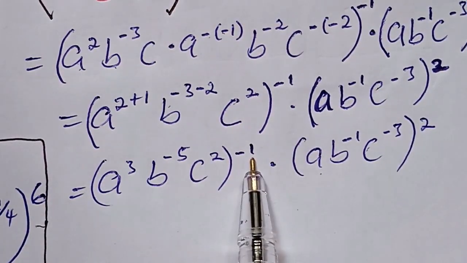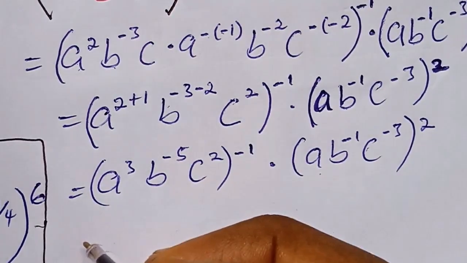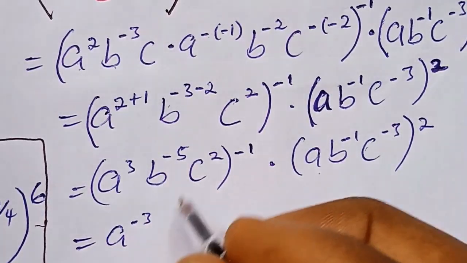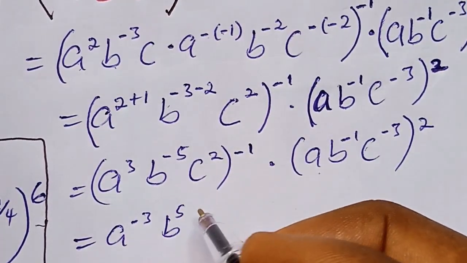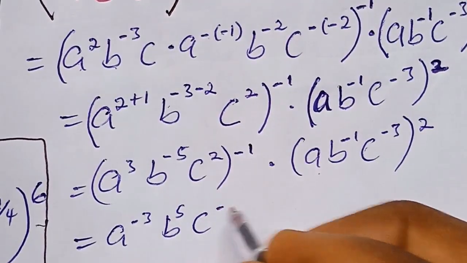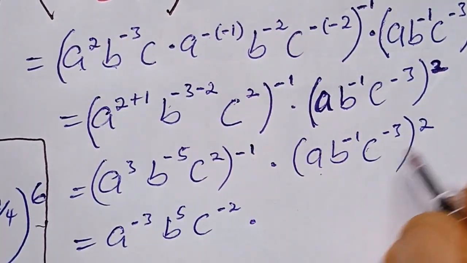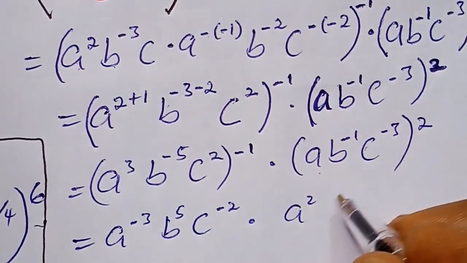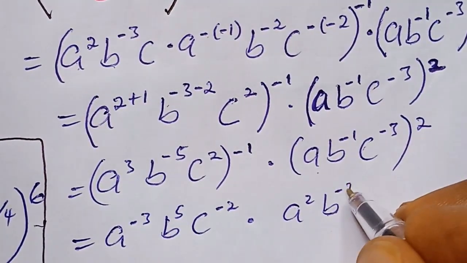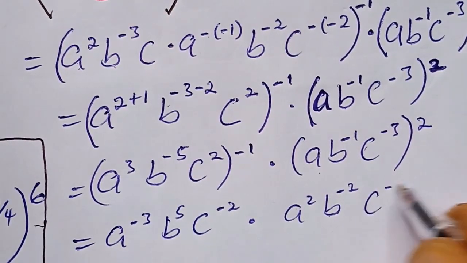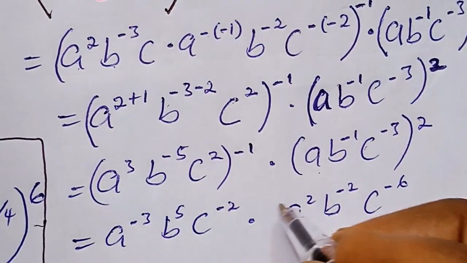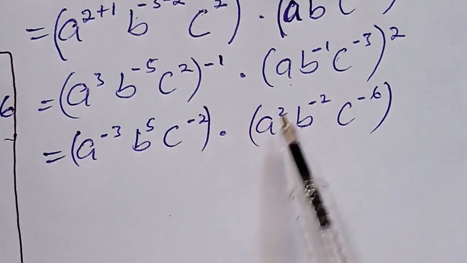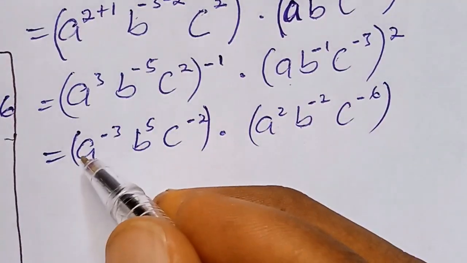Now let's multiply this power with this, then this power with this. So we have this to be a raised to power minus 3, then this to be b raised to power 5, and c raised to power minus 2. Multiply by this, we have a raised to power 2, b raised to power minus 2, then c raised to power minus 6. Now let's multiply both expressions together. So this, we collect the like terms.